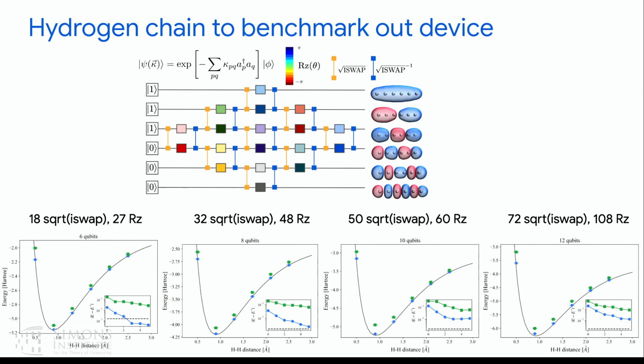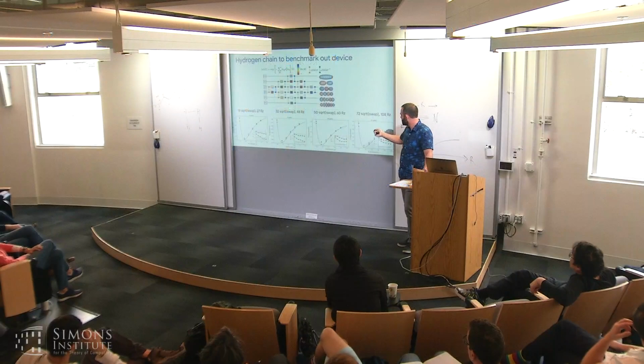Sorry, you said you had 6 qubits and how many gates? So the number of gates is n squared over 2. Sorry, that's the number of 2 qubit gates, and then there's 4 gates per, so it's 2n squared is essentially the number of gates. But I've written out the number of gates here too. So it's 18 square root iSWAPs and 27 RZs. Maybe that's an easier way of doing it. This one's 72 square root iSWAPs and 108 RZs.